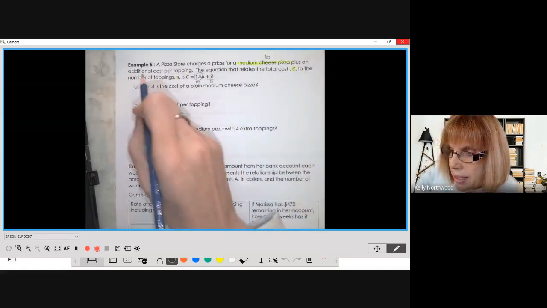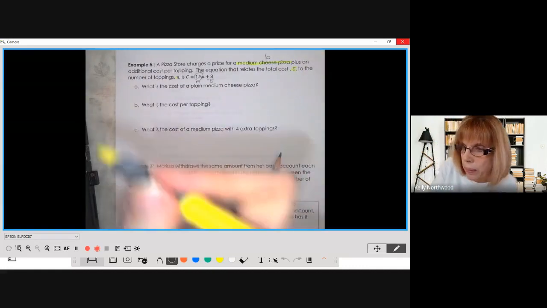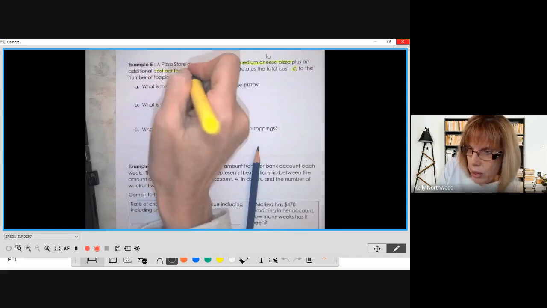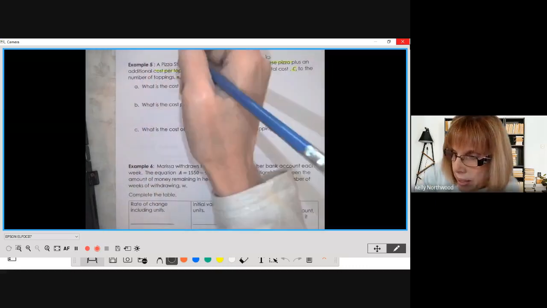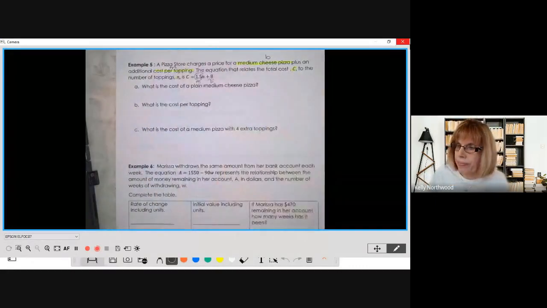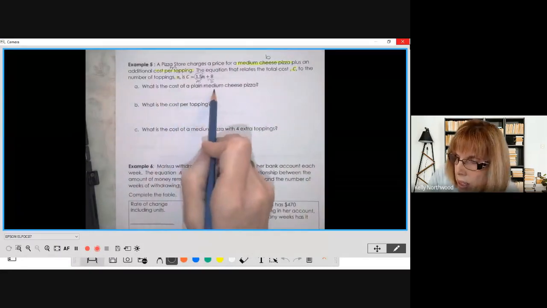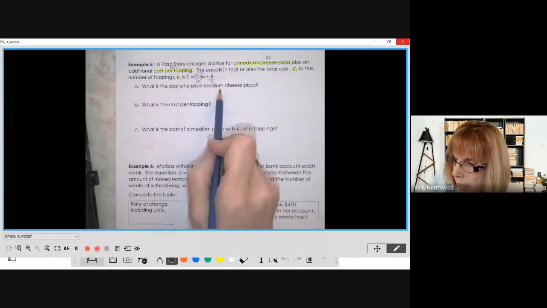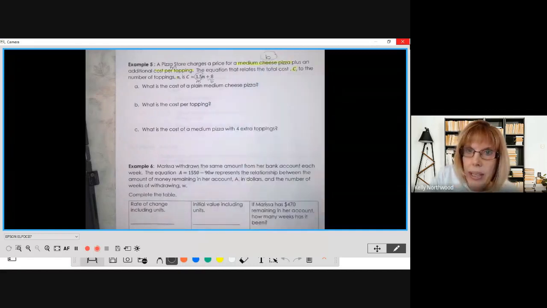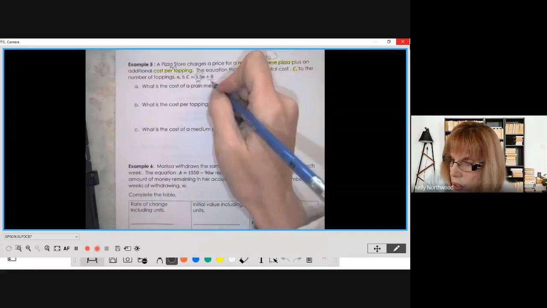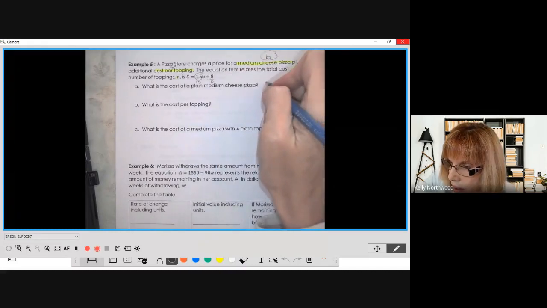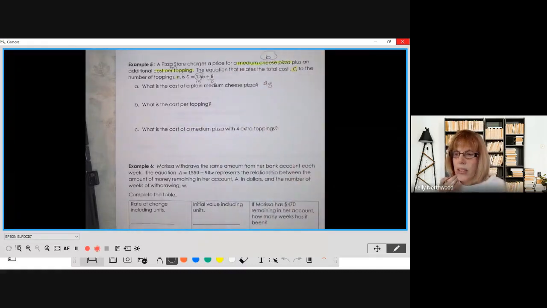And then plus an additional cost per topping. So when you see cost per topping, you're thinking rate of change. So when it says, what is the cost of a plain medium cheese pizza, they're really asking for the initial value. You have to figure that out. And we said our initial value is $8. So the cost of a medium plain cheese pizza would be $8, our initial value.